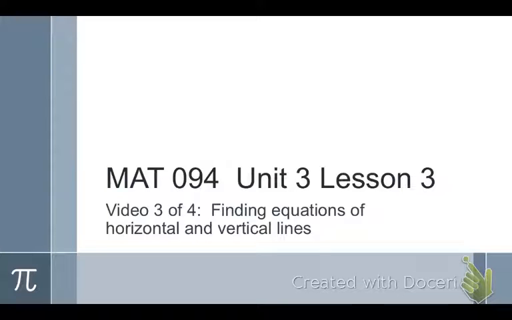Welcome to Intermediate Algebra, Unit 3, Lesson 3. This is video 3 of 4 in this lesson. In this video, we will talk about how we find the equation of a horizontal or a vertical line, a line that essentially has, well, you might think of it as no angle, but it's not at a slant. It's either straight across or straight up and down.